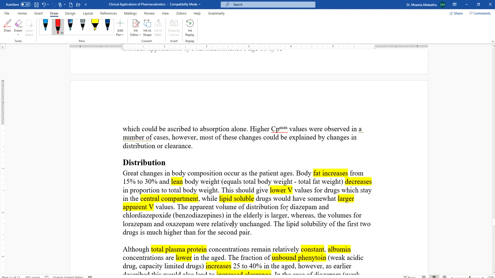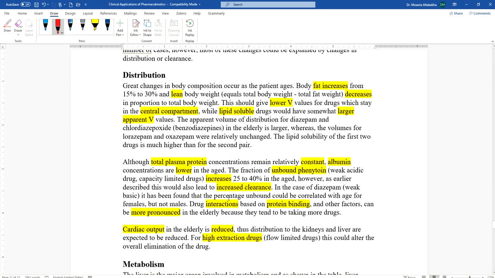طيب كيف how diazepam and chlordiazepoxide the apparent volume becomes larger, while for lorazepam and oxazepam they are relatively unchanged? This can be explained by the lipid solubility of the first two اللي هم الdiazepam و chlordiazepoxide بنلاقيهم much higher than the second pair اللي هم lorazepam and oxazepam. عشان هيك بنشوف lorazepam و oxazepam ما تغير, did not change, the volume of distribution did not change.